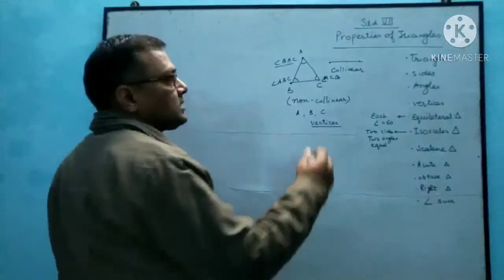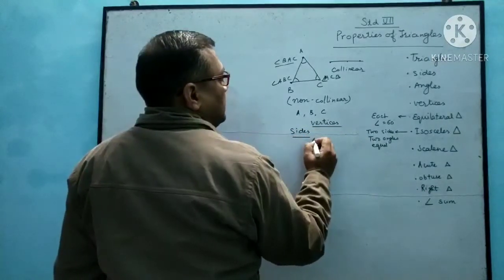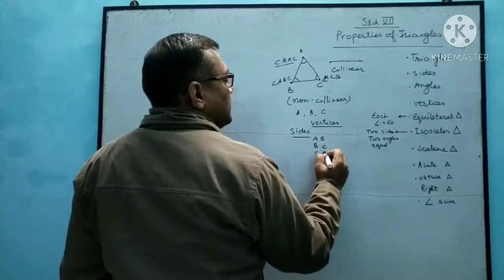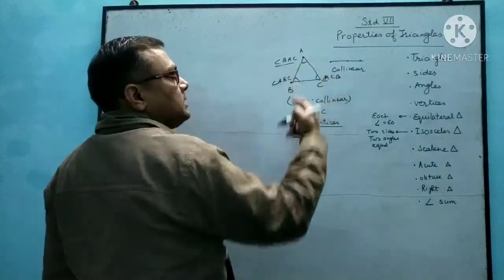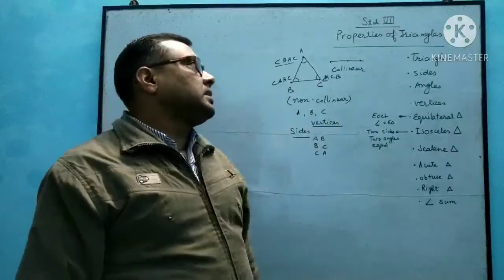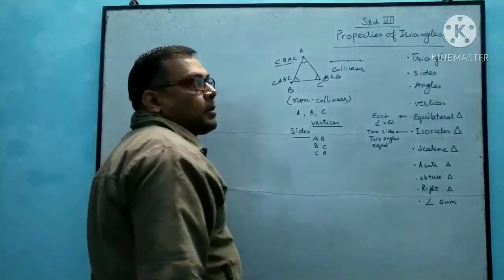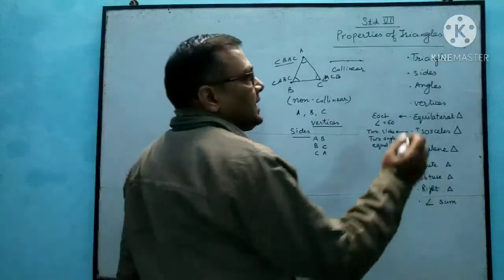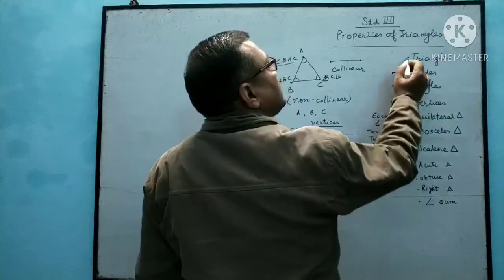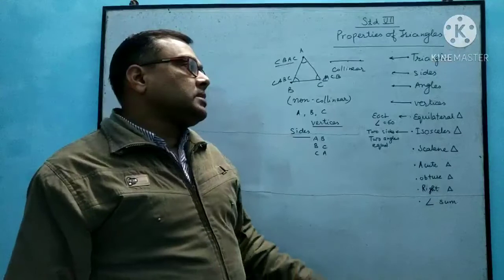And it also has three sides. Which are the sides? AB first side, BC second side, CA third side. Three sides, three vertices, three angles. These are the things that a triangle contains. So triangles में हमें पता चल गया कि sides क्या होती हैं, angles क्या होते हैं, vertices क्या होते हैं, triangle क्या होते हैं.